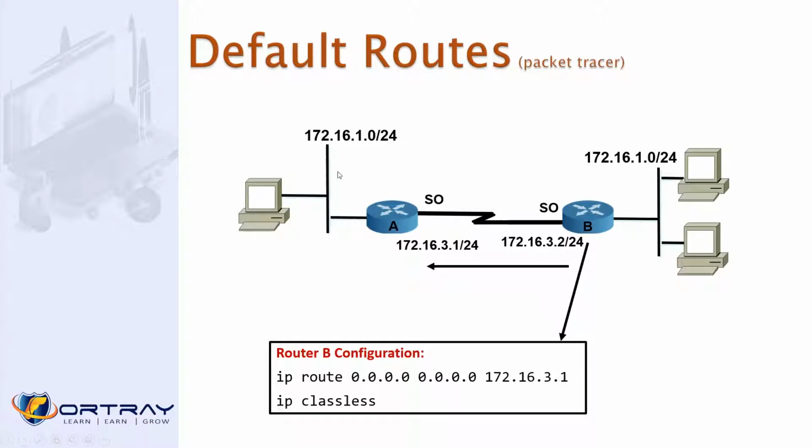Okay, default route. What do you mean by default route? We use a default route in the situation when you send traffic and you don't know the destination. For example, the internet. On the internet, we know we have thousands of destinations.